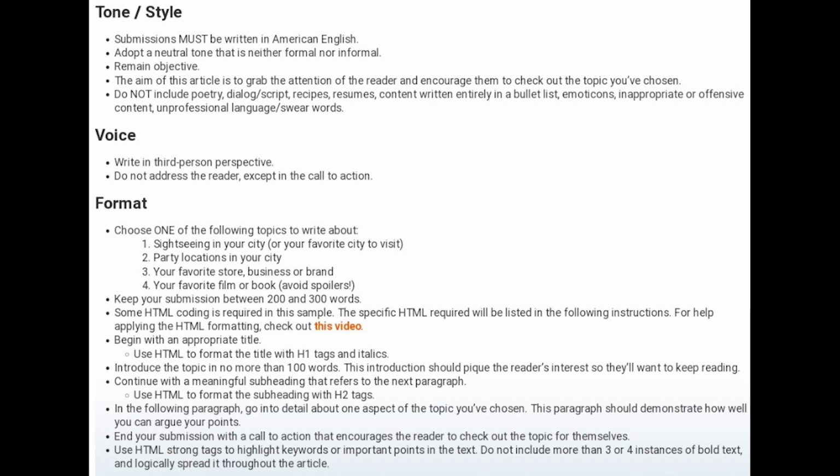But if you want to do like 4 or 5 bullet list points containing maybe 1 or 2 words each, that might be okay. So what about the voice? Write in third person perspective. Now, writing in third person isn't all that difficult. It's just you have to keep in mind that you can't use you, your, I, me.